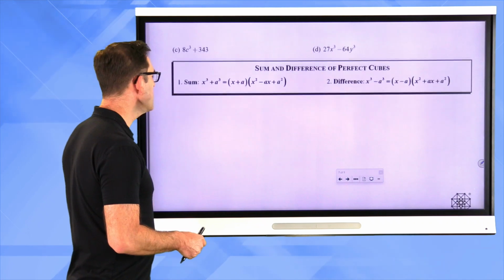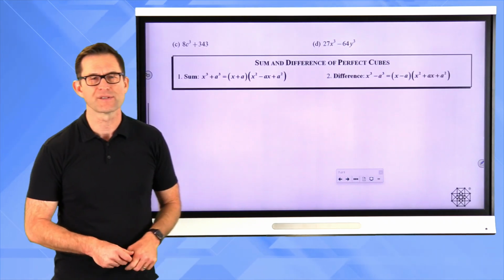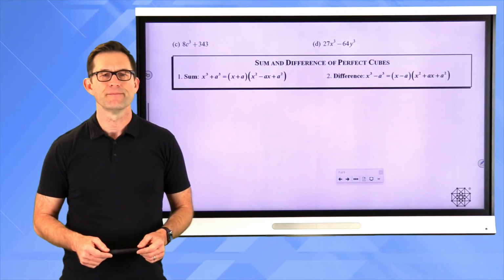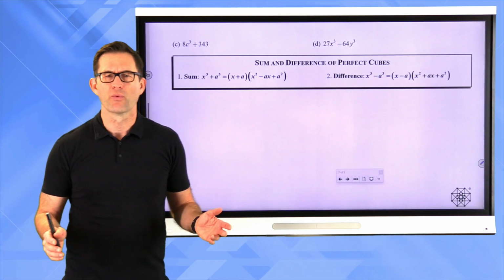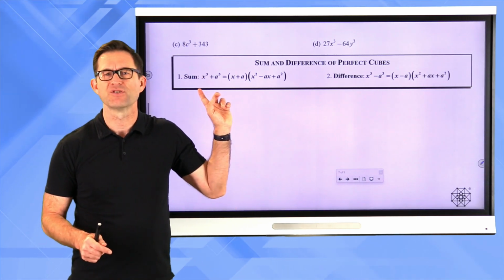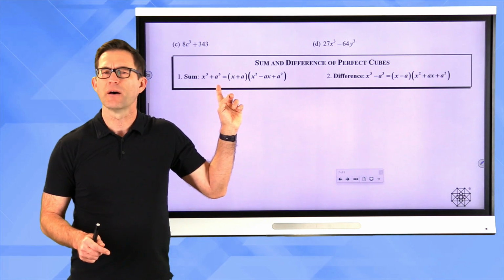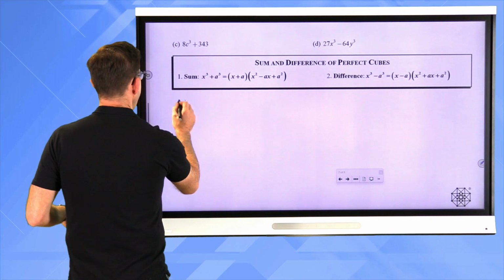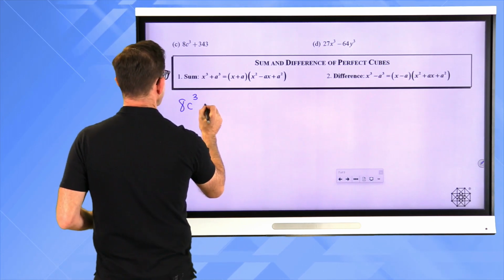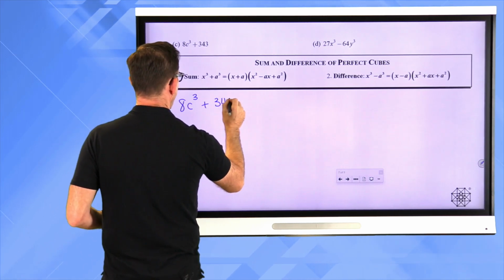Now, we can certainly get into more complicated ones. Let's take a look at letter C. Here we have 8c cubed plus 343. That almost doesn't seem to be right, given that here we have just a variable squared plus some number squared maybe, right? So how do we want to think about 8c cubed plus 343?